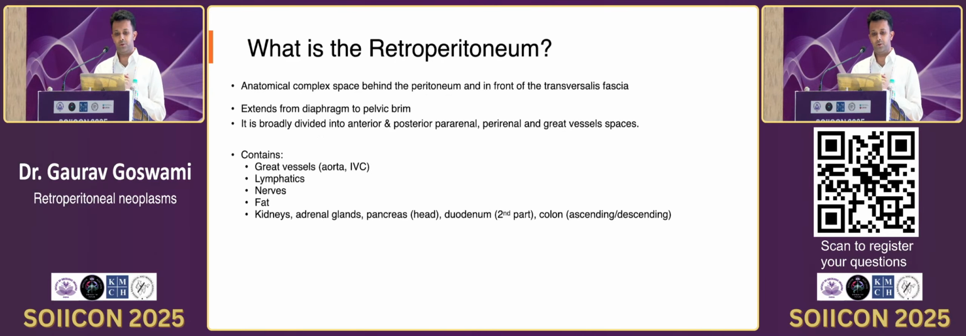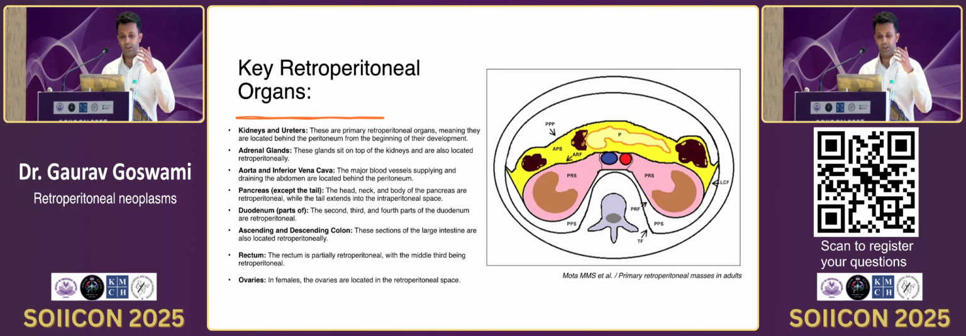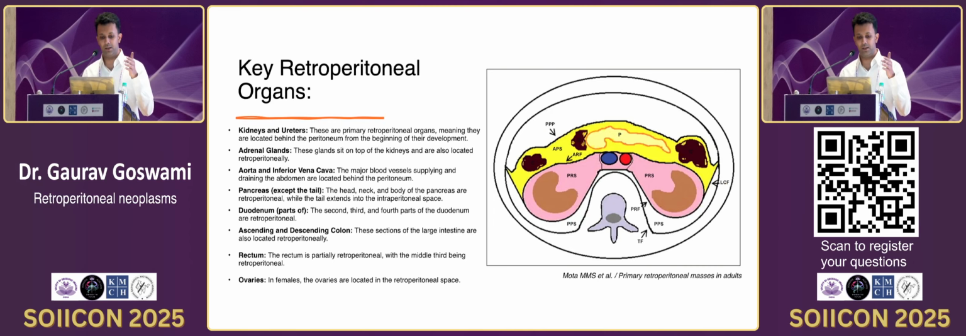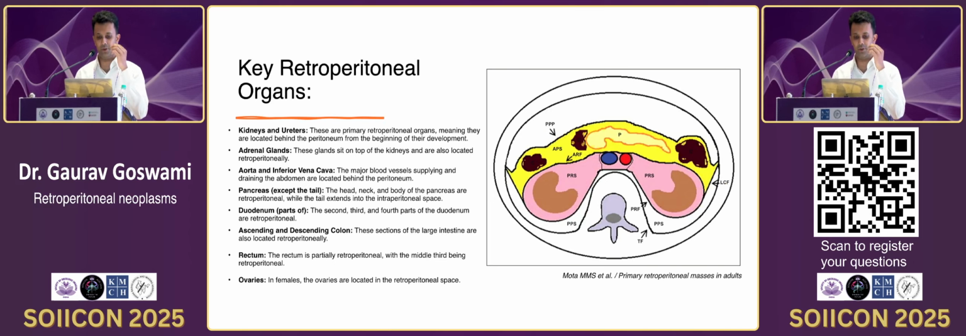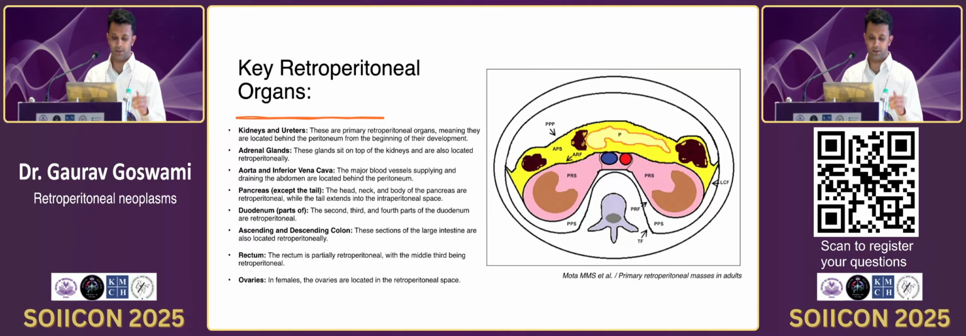So what is the retroperitoneum? It is an anatomically complex space behind the peritoneum and in front of the transversalis fascia, extending from the diaphragm down to the pelvic brim. It is broadly divided into the anterior and posterior pararenal spaces, the perirenal space, and the great vessel space. Most of the time it contains the kidneys, ureters, adrenal glands, aorta and inferior vena cava, the pancreas except part of the tail, the second, third and fourth parts of the duodenum, the ascending and descending colon on the respective right and left sides, the rectum, and the ovaries in females.